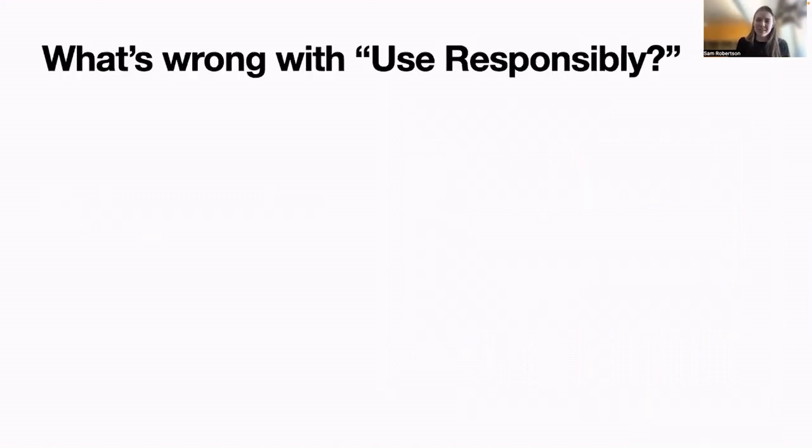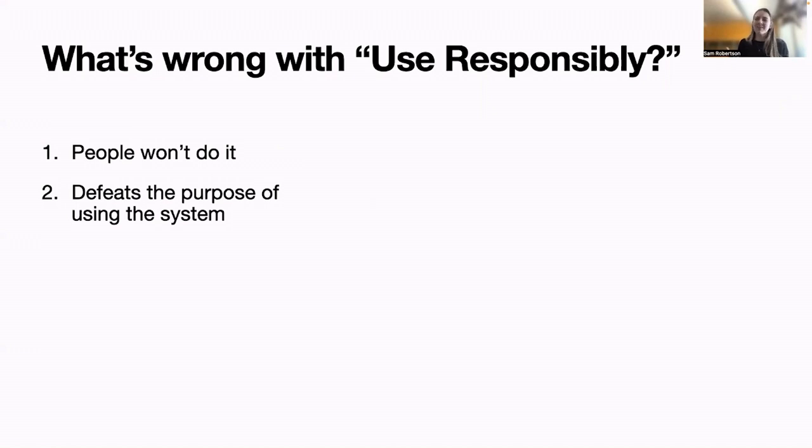But what's wrong with this kind of use responsibly argument? It still just doesn't totally sit right with me, right? I mean, one point is people aren't gonna do this. We know that people aren't super responsible with their consumption of information online. It's not really realistic to think they're gonna go out and verify every single output they get, especially as these models become more popular and widely used. Another challenge is that it kind of defeats the purpose of using the system in the first place, right? I go to ChatGPT because I want a quick answer to a question. If I need to go then verify that in an independent source of information that's more reliable, why aren't I just going to that independent source of information to start with, right?